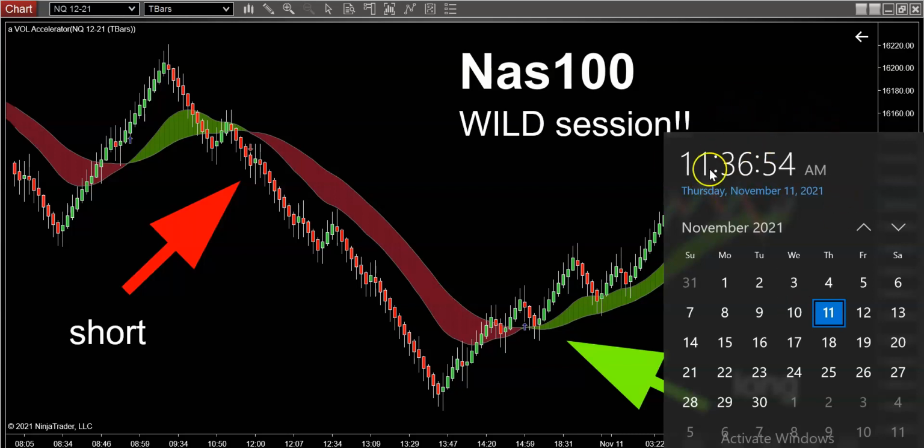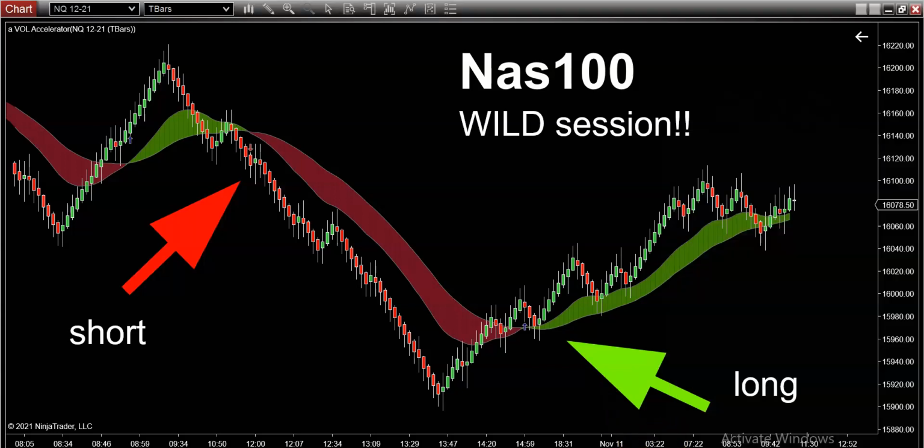You can see here it's just about 11:36 a.m. on a lovely Thursday morning here, and what I want to talk to you about is the wild two-day session we've had in the NASDAQ this week, okay?